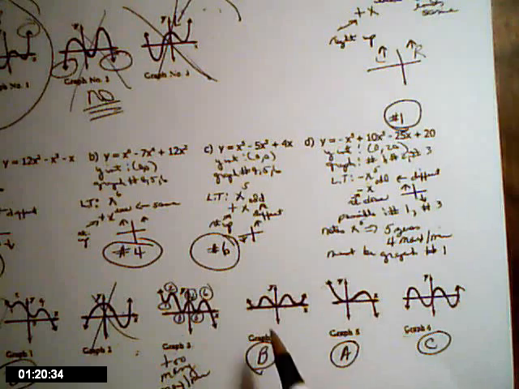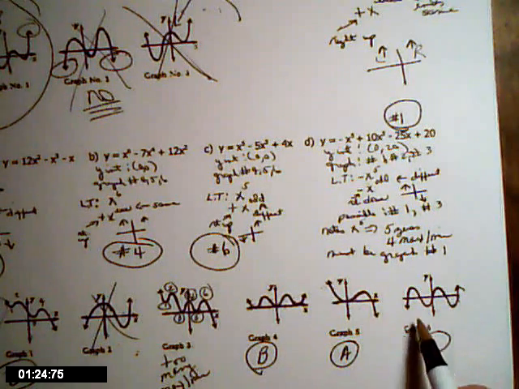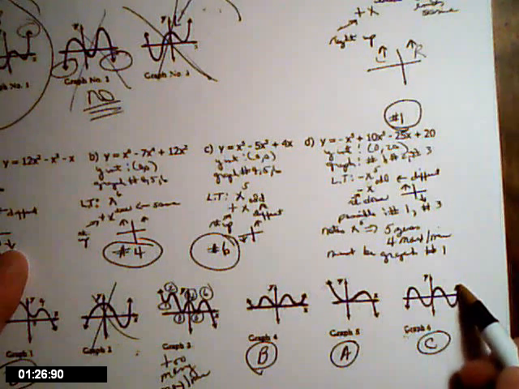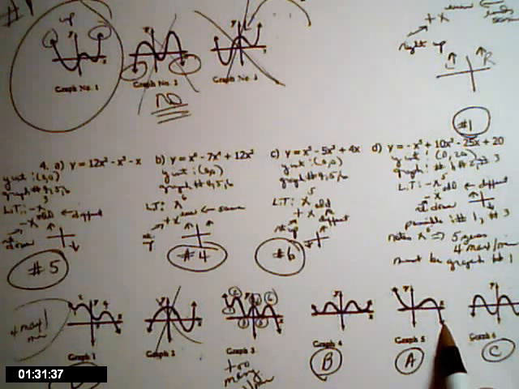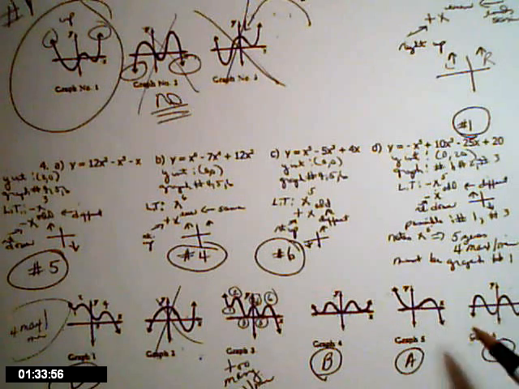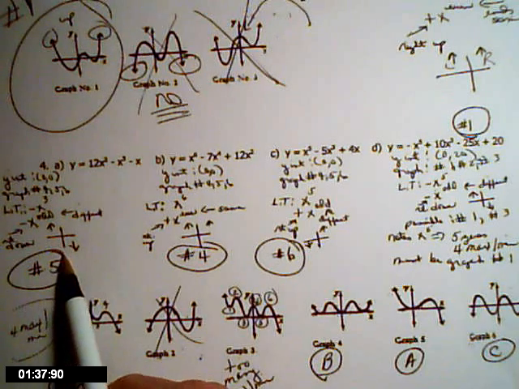Now if you'll look, number 4, both ends are up. That can't be it. Number 6, the right end is up. Can't be that. Number 5, the left end is up. The right end is down. So we would match graph number 5 with problem A.